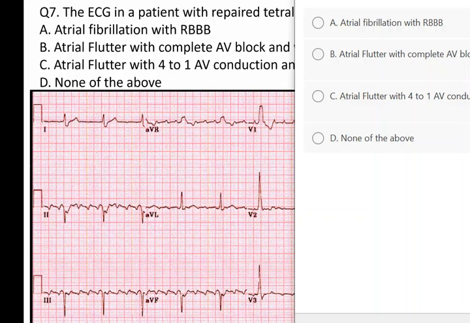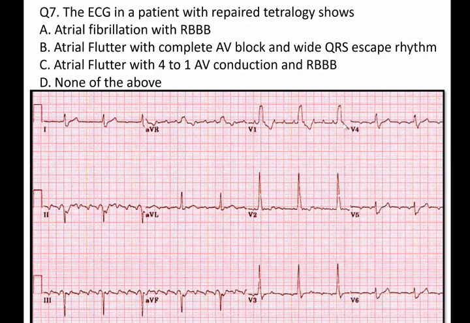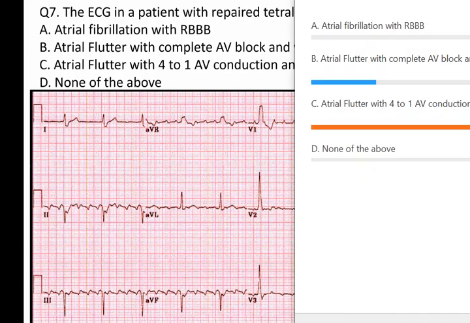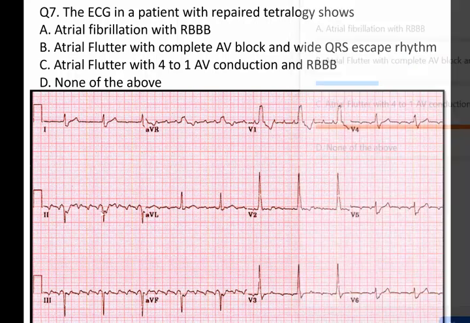So let's have the answers. So I'm glad most of you are accurate. So this is atrial flutter with 4 to 1 AV conduction with RBBB. So let's look at this ECG.